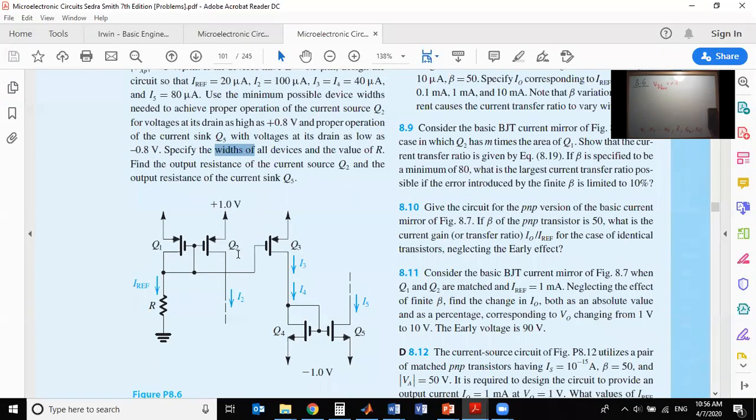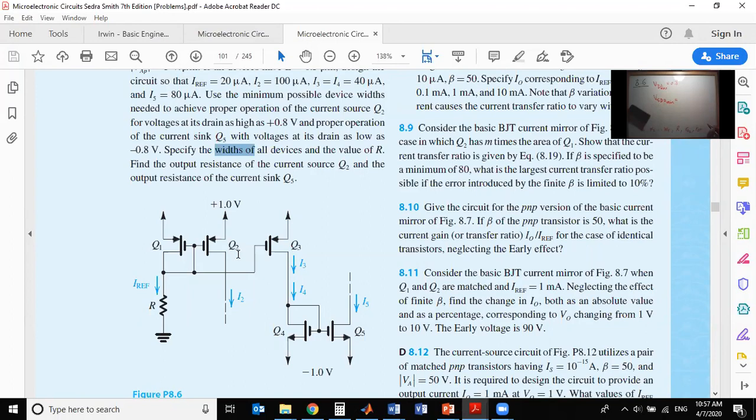What does this mean? If VD2 max is 0.8, what does this mean? Does that mean that VD1 would also be 0.8? Yes, but let's focus on VD2 now. Doesn't this mean that VDS, or let's say in this case, because this is a PMOS, VSD2 minimum. How much is VDS2 minimum?